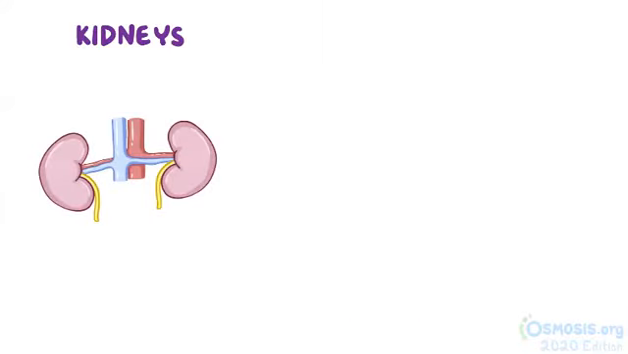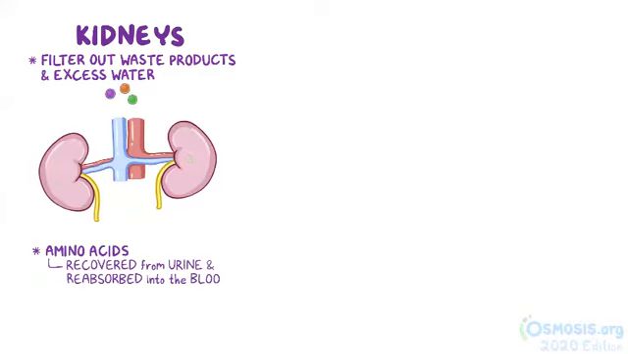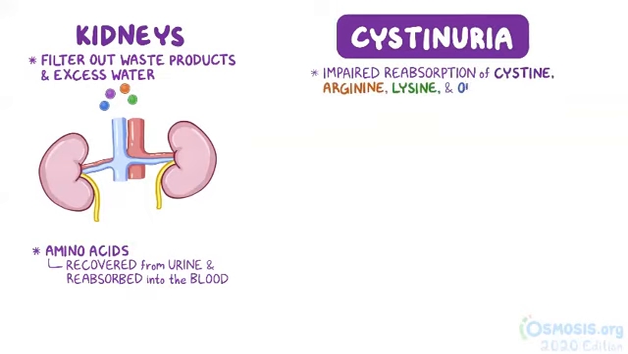The kidneys are two bean-shaped organs in the body that filter out waste products and excess water from blood to produce urine. Typically, amino acids are recovered from urine and reabsorbed into the blood by the kidneys. But in cystinuria, impaired reabsorption of cysteine, arginine, lysine, and ornithine leads to excessive amounts in urine.